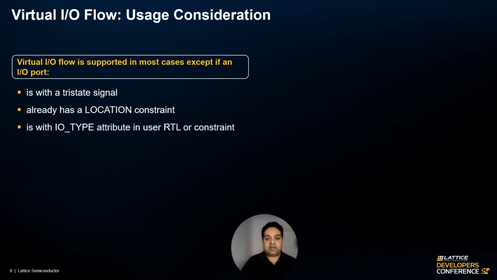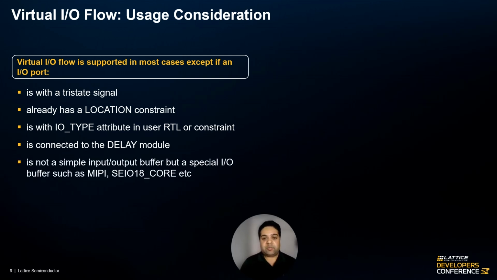The IO type attribute. If the IO port has an IO type attribute defined in the user RTL or constraint, then the virtual IO flow is not supported. A delay module. If the IO port is connected to the delay module, it cannot be used as a virtual IO. Special IO buffers. Ports that are not simple input-output buffers, such as MIPI or SEIO Core 18, are not supported for virtual IOs.